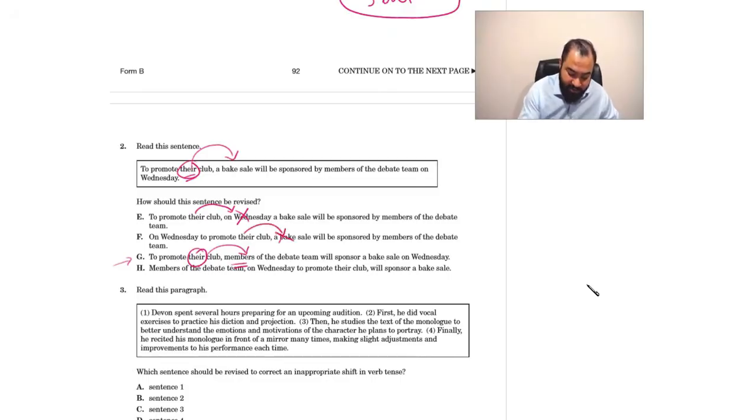So G is fine. H says members of the debate team on Wednesday to promote their club will sponsor a bake sale. Now here, take a look at it. Members of the debate team, comma, on Wednesday will. So now the part on Wednesday to promote their club, it's a very important part of this sentence. You cannot make it non-restrictive by putting two commas. Non-restrictive means what? We can remove it and still it makes sense. So if I just remove it, it sounds like members of the debate club will sponsor a bake sale. The main important part to promote it will be gone. So we don't take this, we go with G, because to promote their club, members did blah blah blah.